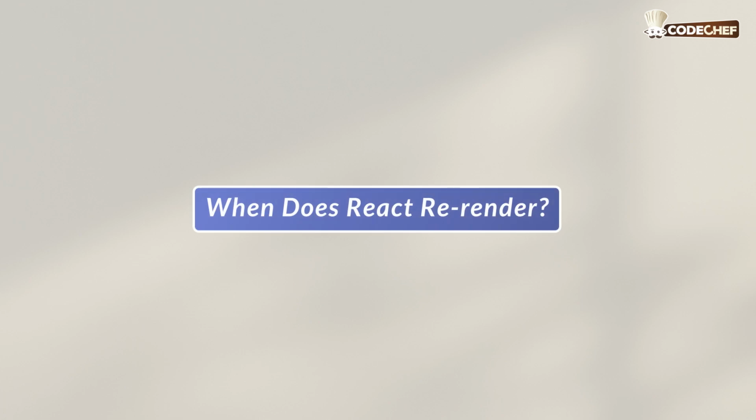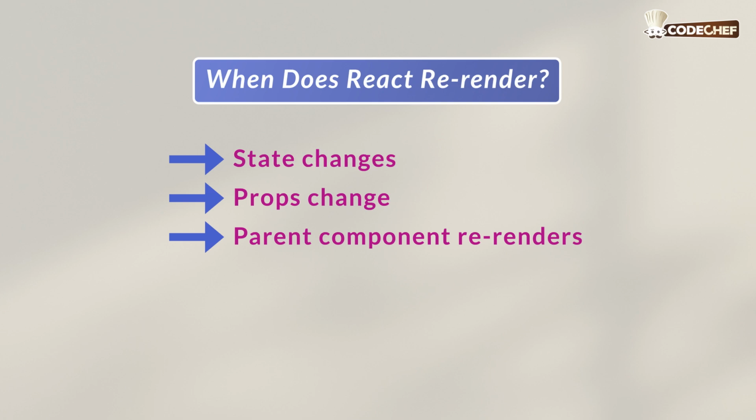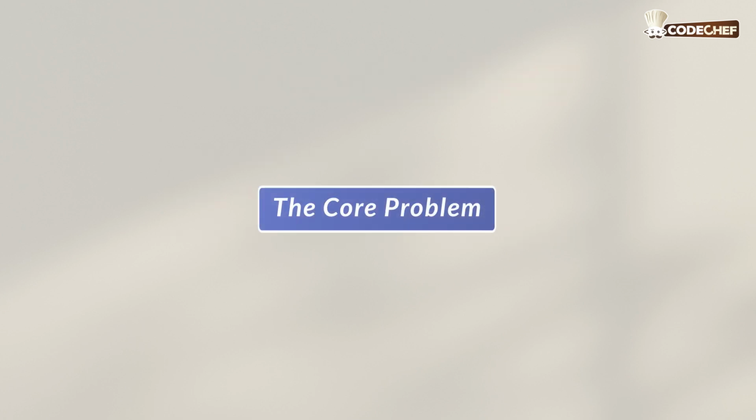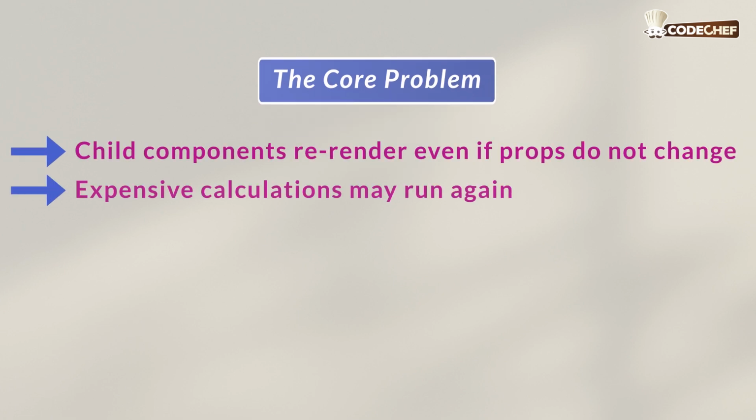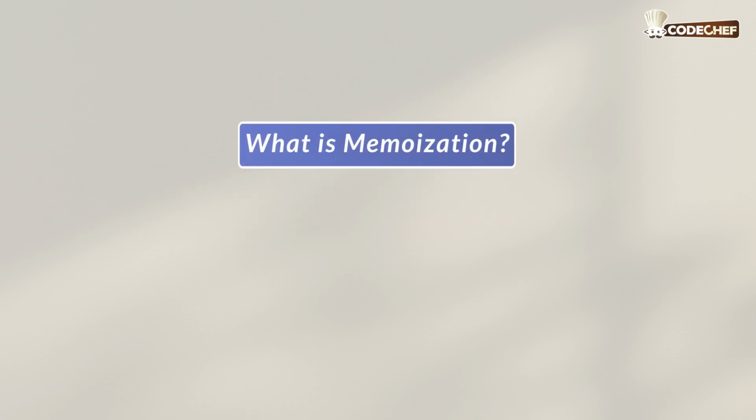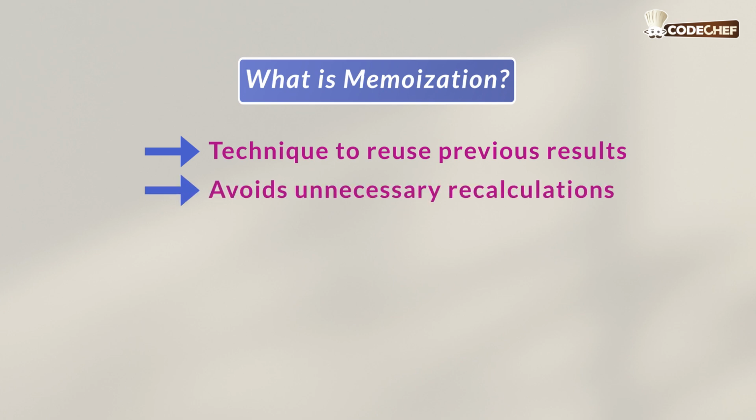React re-renders a component when its state changes, when its props change, or when its parent component re-renders. By default, children re-render whenever the parent re-renders. The main problem is that child components re-render even when their props do not change. If a child does heavy work, like looping over large data, these unnecessary re-renders become costly. So what is memoization? Memoization is a technique where we store the result of a previous computation and reuse it instead of recalculating it again. In React, memoization helps us avoid unnecessary re-renders and recomputations.